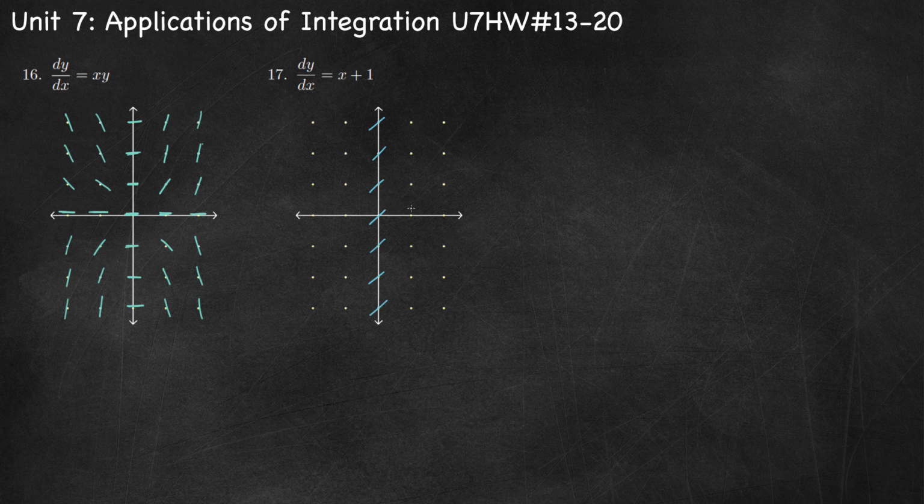When x is 1, the slope is 2. So everywhere the x coordinate is 1, we're going to draw a slope of 2. When x is 2, the slope is 3. So it's getting steeper as we go to the right. Okay, at -1, the slope is 0. And at -2, the slope is -1. That was the easiest one yet.